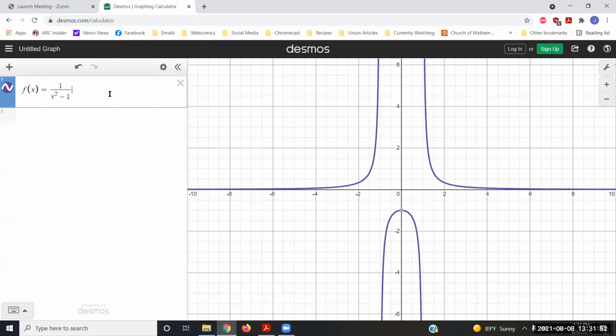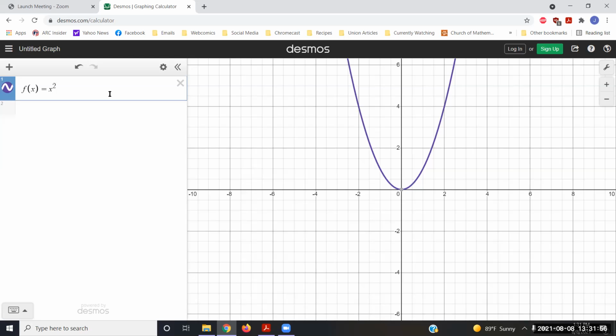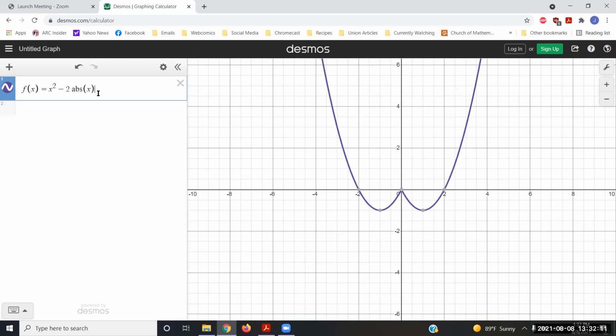And so x squared, that's what x squared looks like. Y equals, let's say, 2 absolute value of x looks like that. And when you subtract these two graphs, you're actually going to get a W shape. And you should ask yourself why that is.